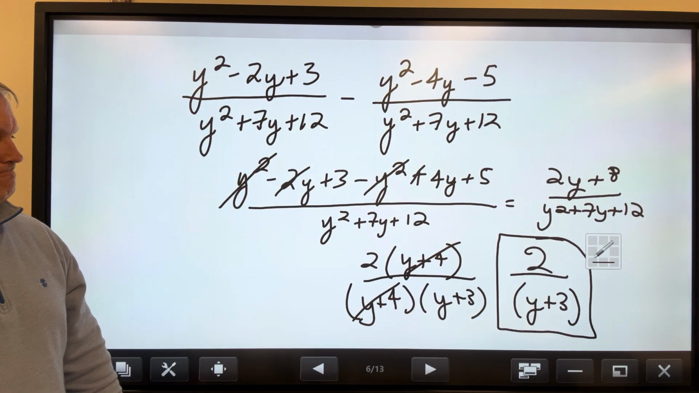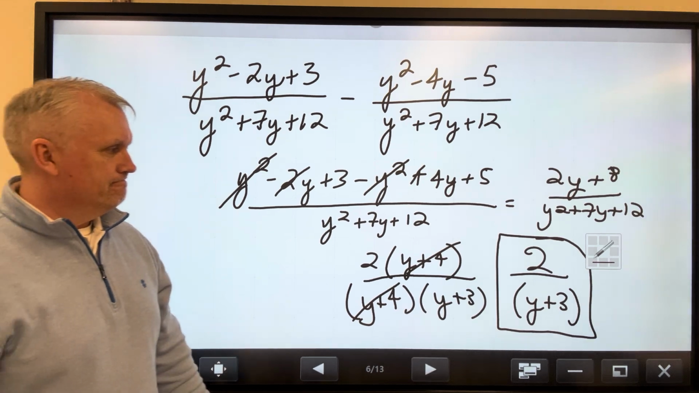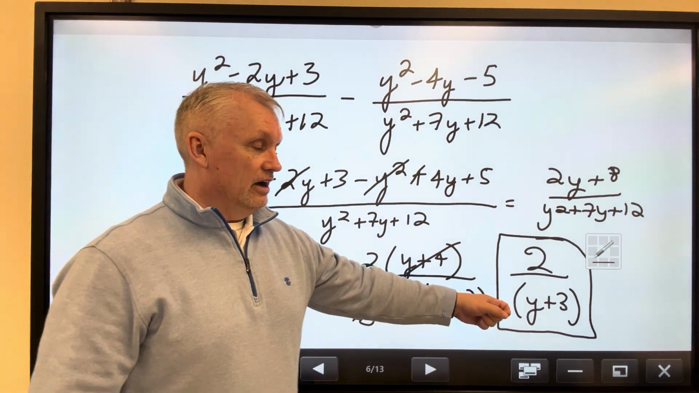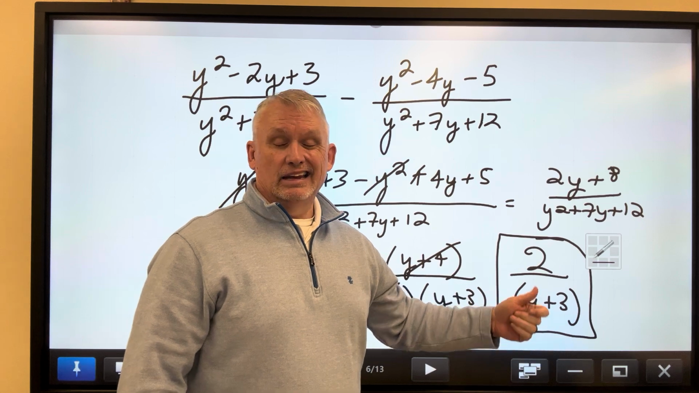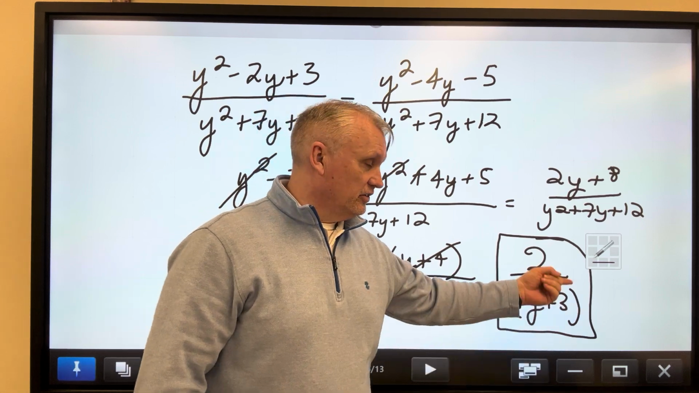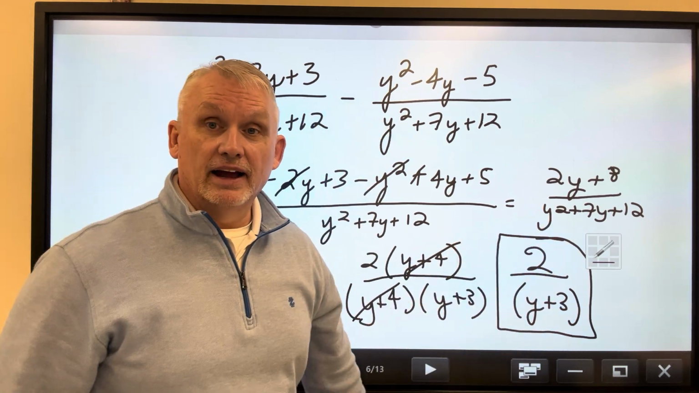Okay? Now, if you just looked at this and you said, hey, what can y never be? It can never be negative 3 because negative 3 plus 3 is 0. That makes it undefined.